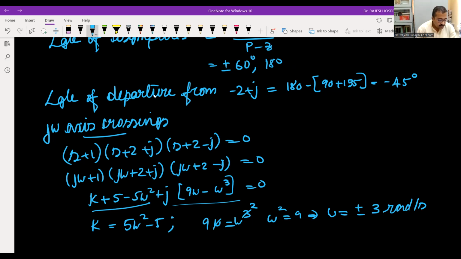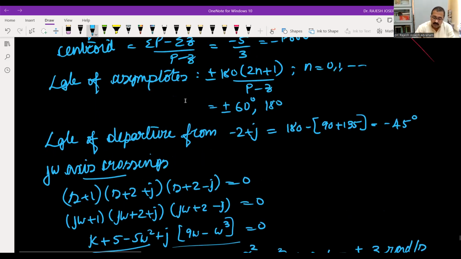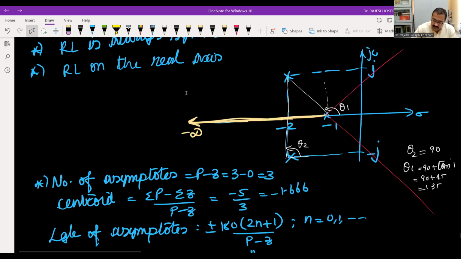Okay, so since omega equal to 3, you can find what is k. You have to substitute into omega square. So this is 45, omega square is 9, 5 times 9 is 45, 45 minus 5 is 40. Okay, so it will cut the imaginary axis at j3. This is plus j3 and this is minus j3. So you can measure what is 45 degree from here.